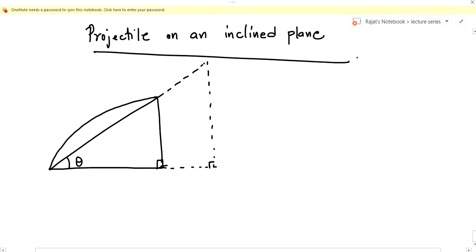We are projecting it with the initial velocity u and at an angle of alpha from the inclined plane, and the inclined plane is itself at an angle of theta from the horizontal. So we are required to find the range. This will be the range. We also want to find out the time of flight.